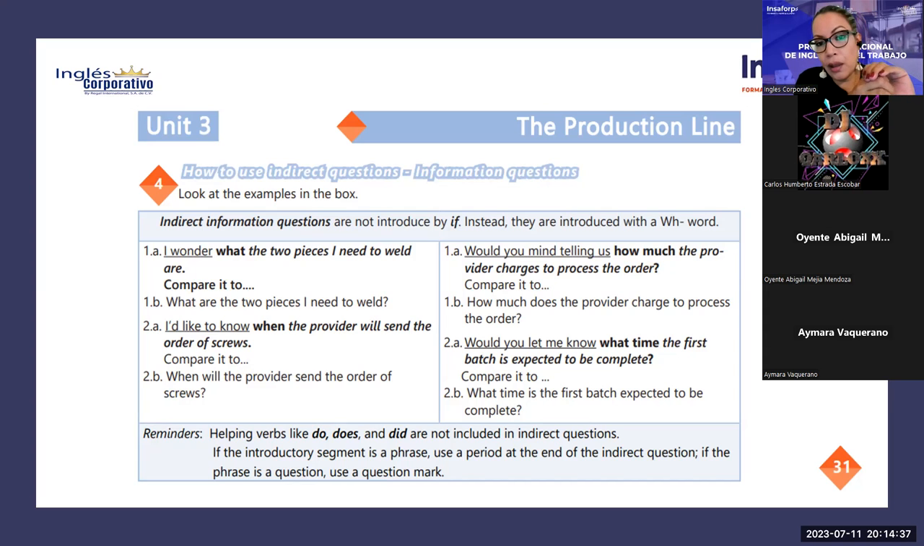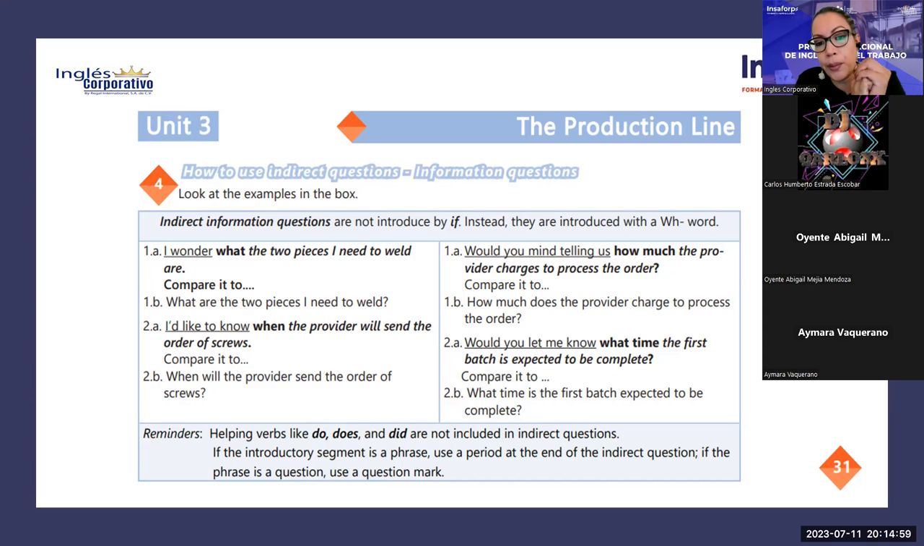So, y tenemos más ejemplos al otro lado: would you mind telling us how much the provider charges to process the order? Comparado a la directa, que sería: how much does the provider charge to process the order?